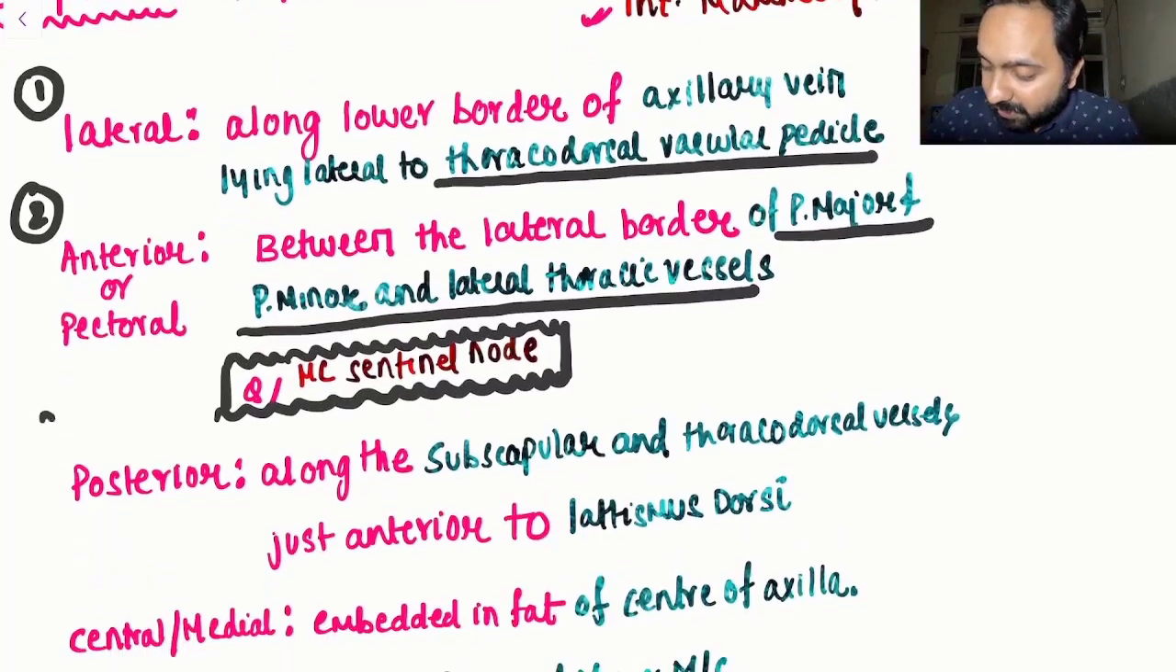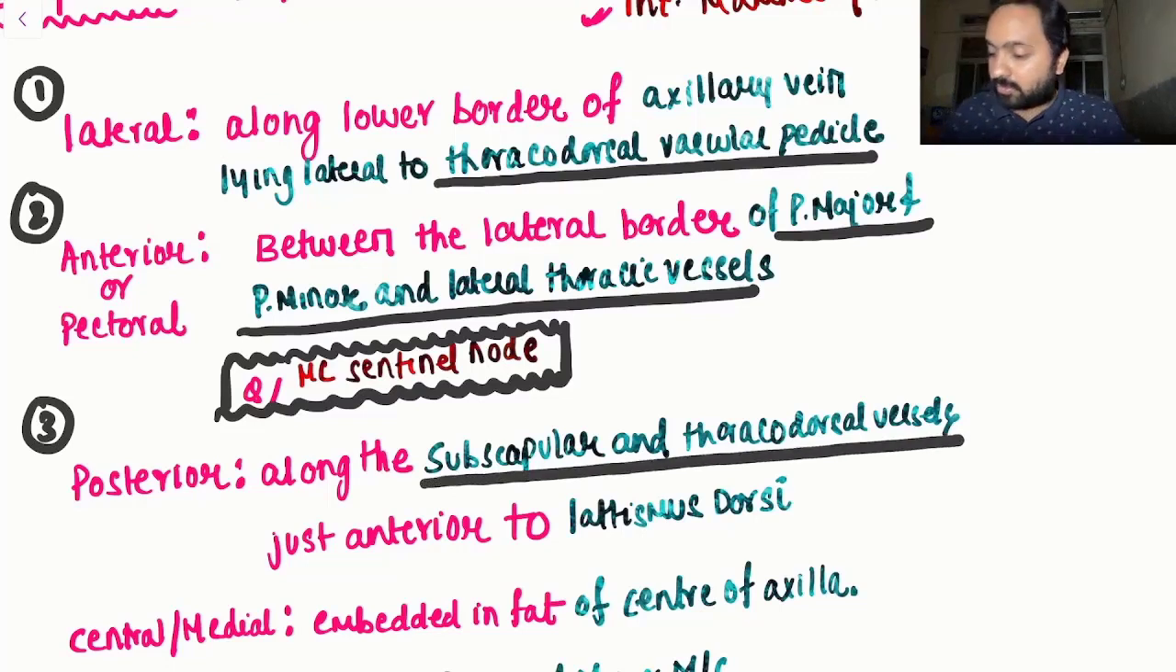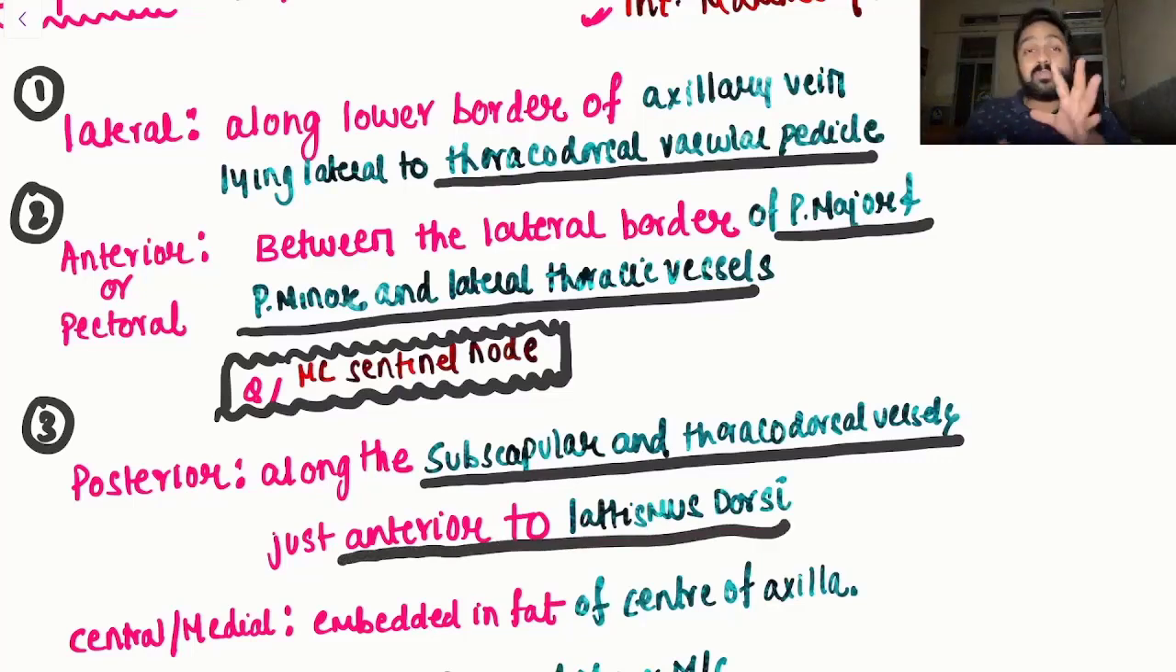Then we discuss regarding the posterior group of lymph nodes. So these are along the subscapular and the thoracodorsal vessel, just anterior to your latissimus dorsi. So please remember these important definitions. Again, the questions that can be framed from here could be direct one-liners, or they might give you 4 options and ask which of the following is not correct, which of the following is correct.